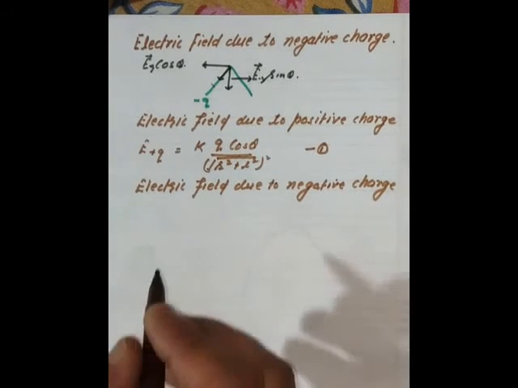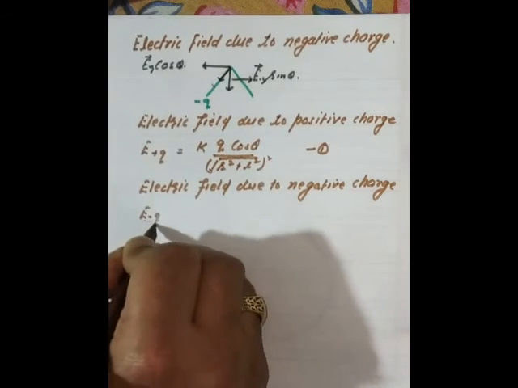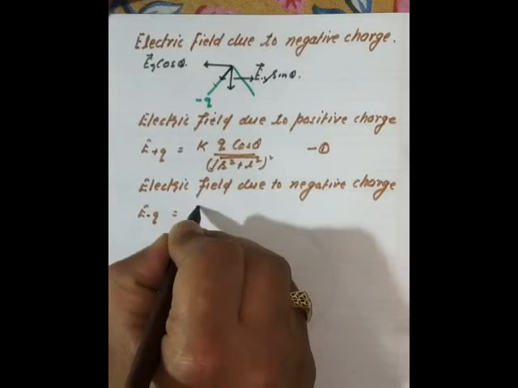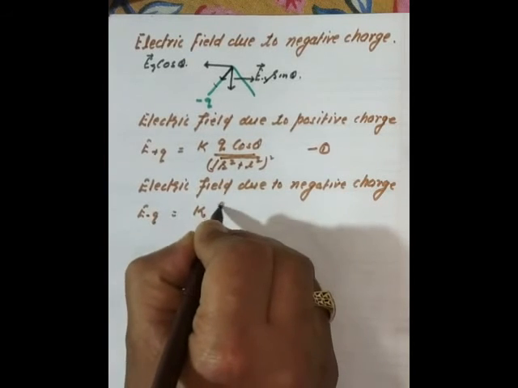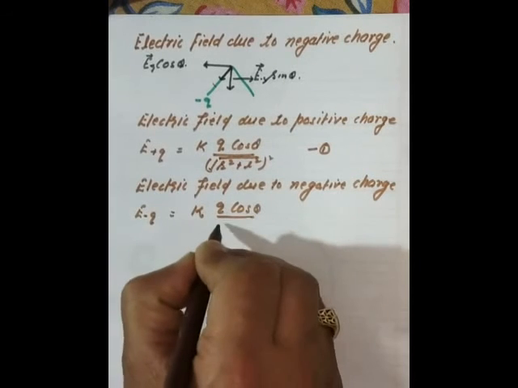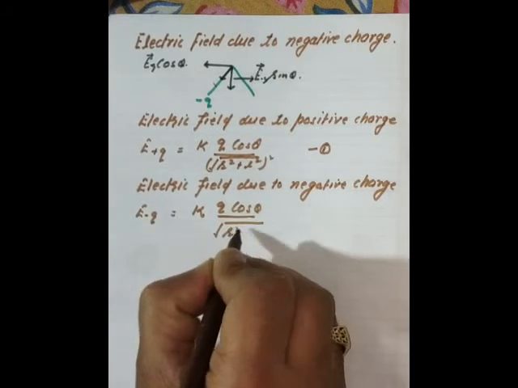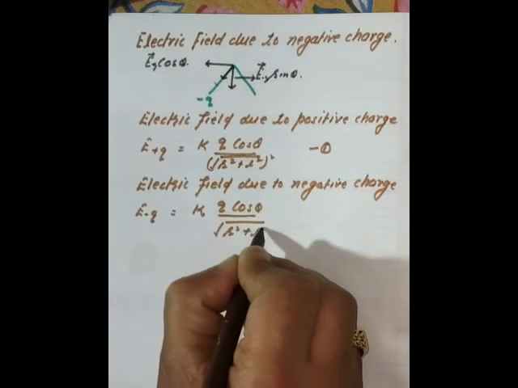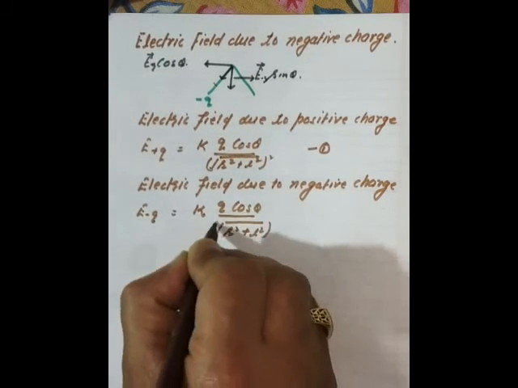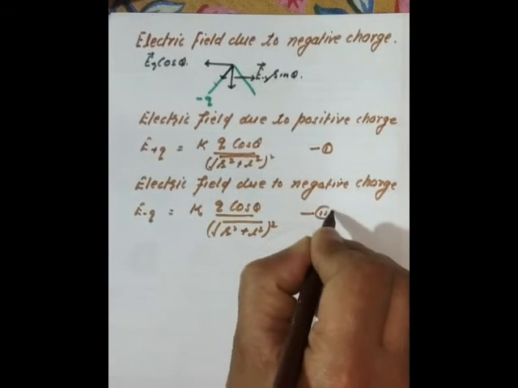What is the electric field? Again, E negative equals K Q cos theta under root R square plus L square whole square. This is the second equation.